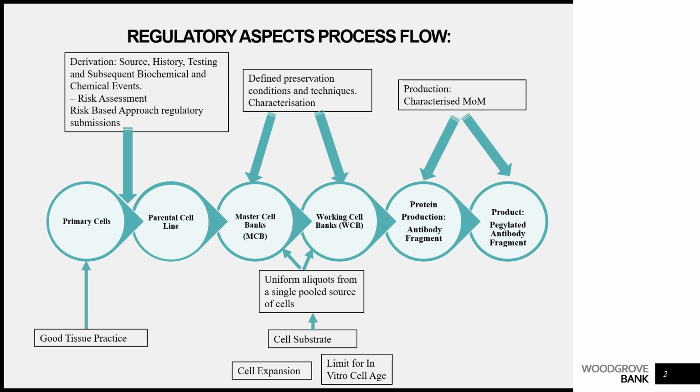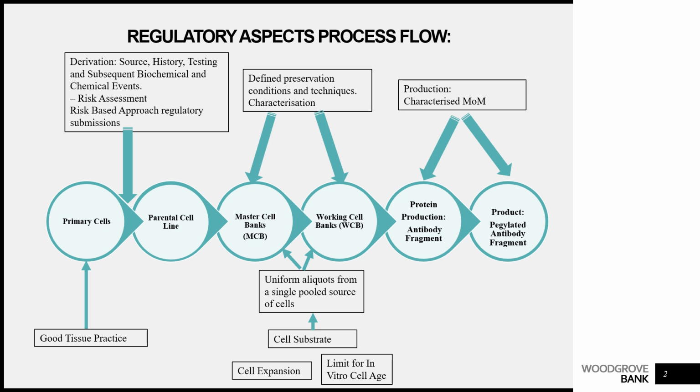So the working cell bank, the master cell bank, and the cells at the end of the production of the cell substrate at that particular stage, that manufacturing process, have to be characterized. The master cell bank has to be characterized, and it has to have a predefined specification.